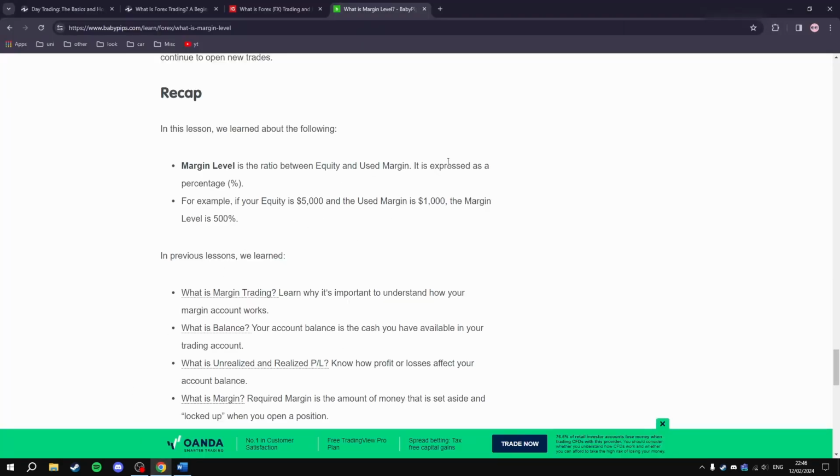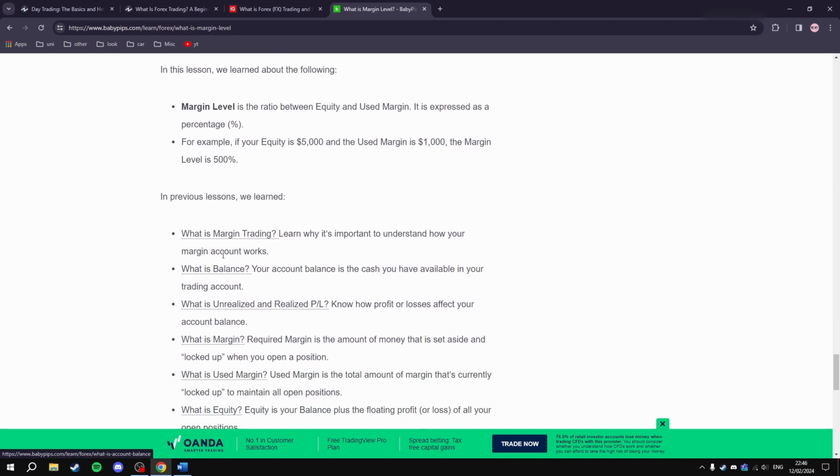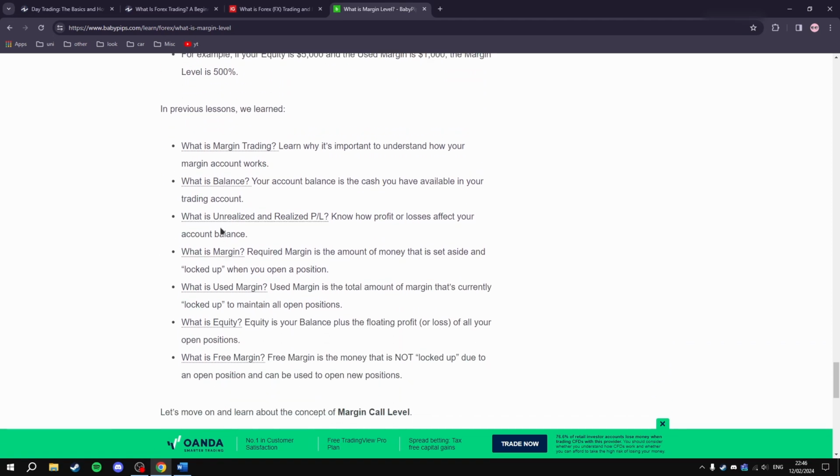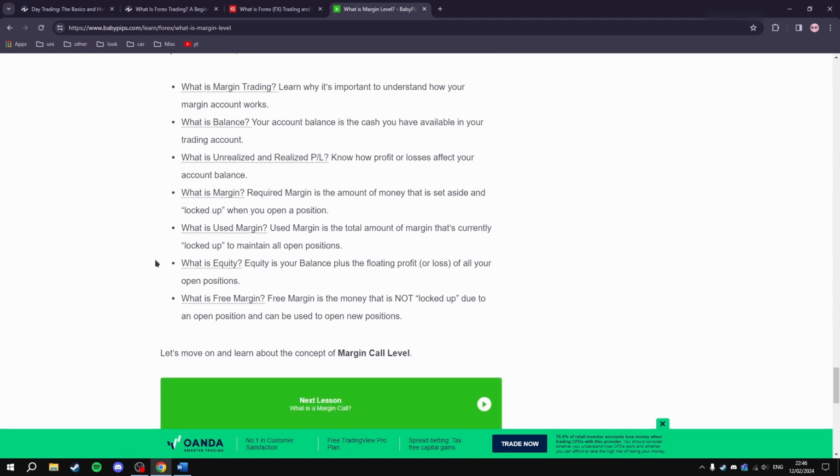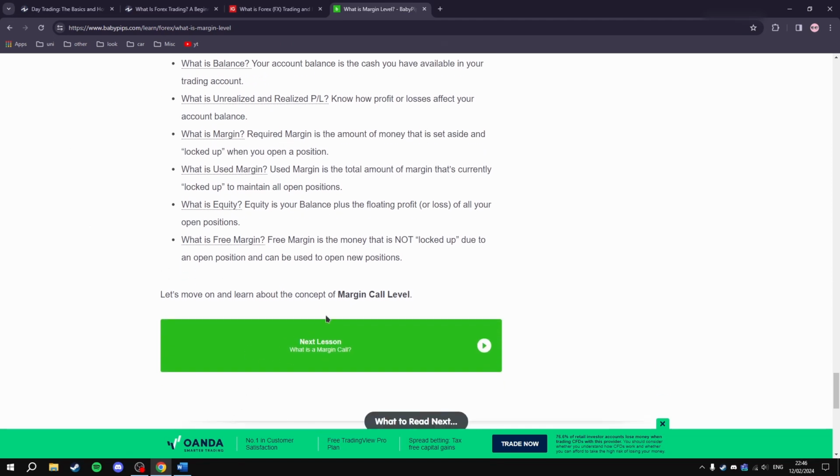For example, if your equity is 5,000 and the used margin is 1,000, the margin level is 500%. In previous lessons, we learnt what is margin trading, what is balance, what is unrealized and realized profit and loss, what is margin, what is used margin, what is equity, and what is free margin. Let's move on and learn about the concept of margin call level.